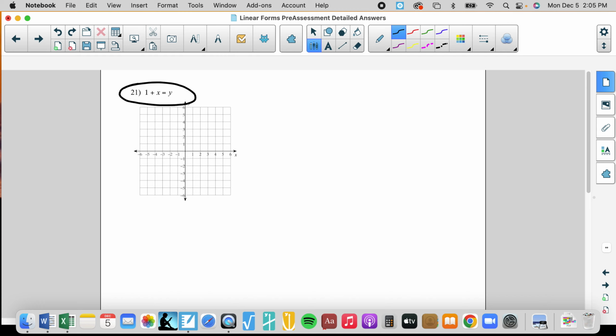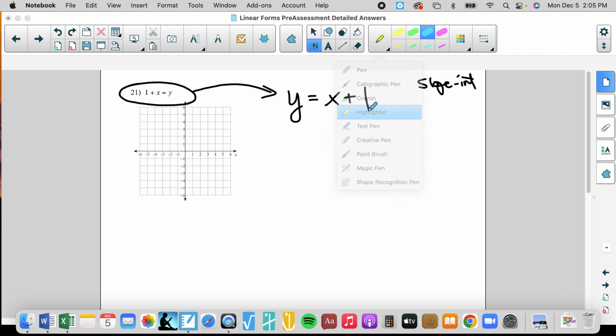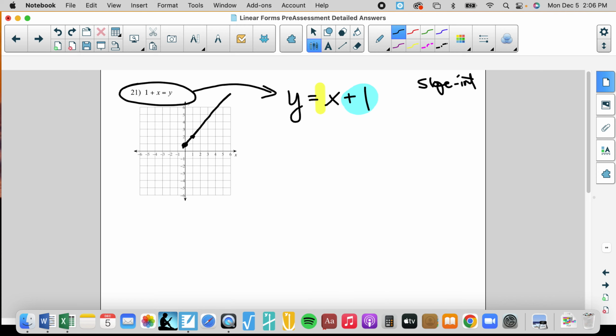Most people would say that's not in any format, but if I rewrote that, if I just flipped it, I should be able to see and recognize that that's slope-intercept form. So I'm going to pull out the slope, which is the coefficient of x, and I'm going to use the y-intercept, which is 1. So I plot my y-intercept, crosses the y-axis at 1. My slope is 1, up 1, right 1. Connect the dots, and I am done with this chart.